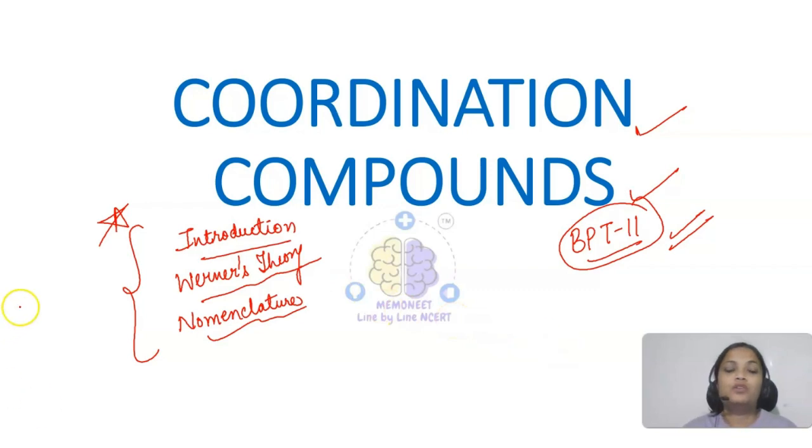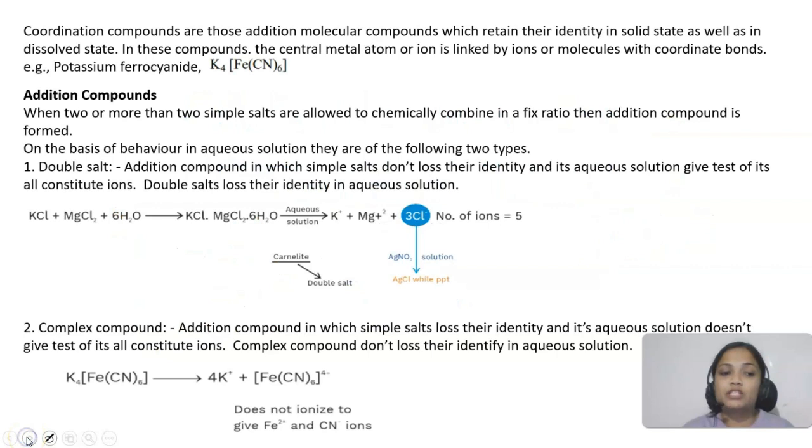So we will be starting with the introduction part, what coordination compounds actually are. We have not discussed transition elements till now, but these coordination compounds are mainly, means other elements can also form coordination compounds, but these are mainly formed by transition metals. So basically coordination compounds are the addition molecular compounds which retain their identity in solid state as well as in dissolved state.